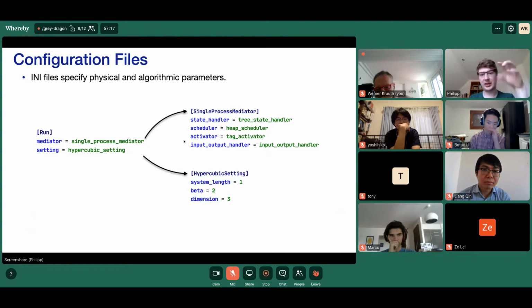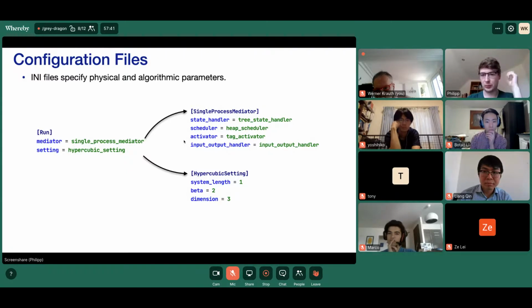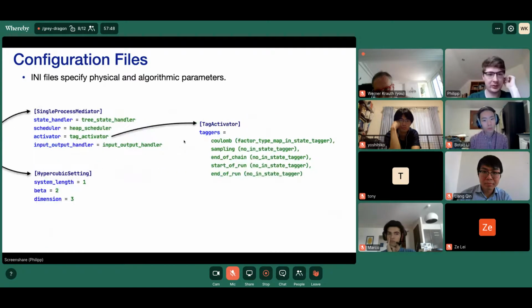So I now just said which properties should be used in a single process mediator. And I have to do the same, of course, for the hypercubic setting. So here I chose a hypercubic setting with a system length of 1 in some units, beta of 2, and in 3 dimensions. I won't go down the full configuration file here because it would get quite lengthy, but I will go down one path. I think the most relevant path, because this is the path where the factors are chosen, in fact, the factors and pseudo factors I want to simulate.